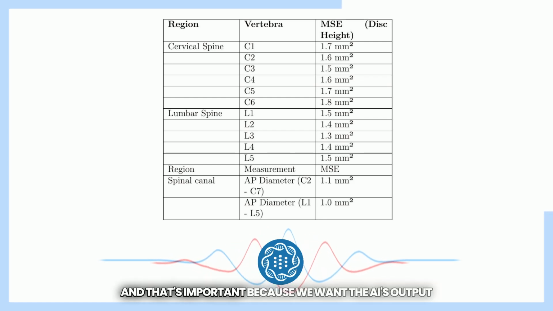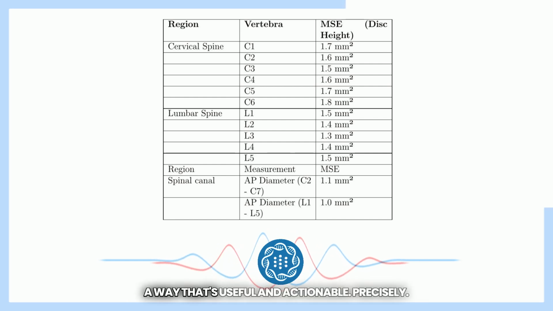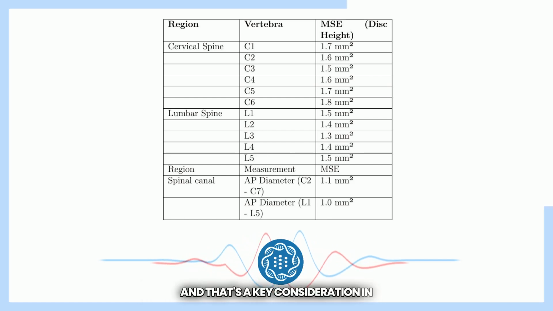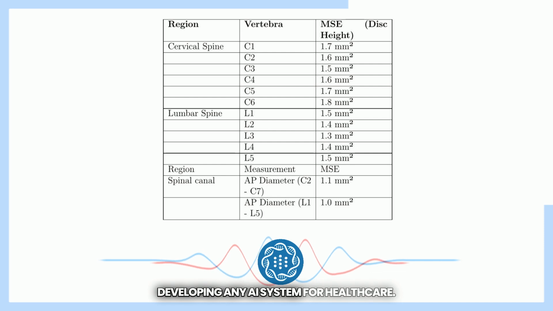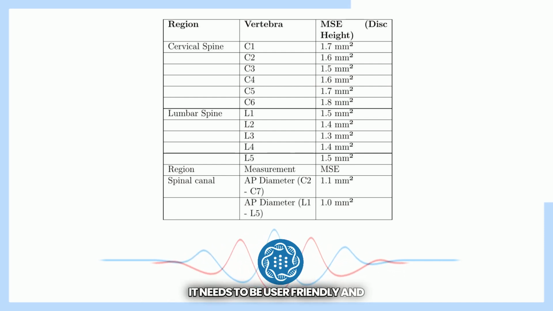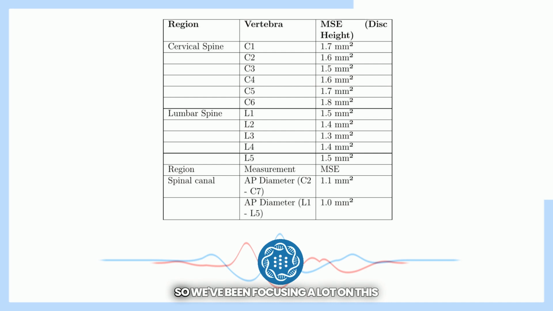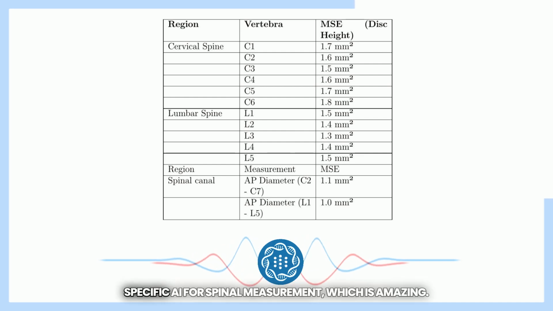Exactly. And that's important because we want the AI's output to be clear and easy for clinicians to understand. Right. It's all about presenting the information in a way that's useful and actionable. Precisely. And that's a key consideration in developing any AI system for healthcare. It's not enough for the AI to be accurate. Right. It needs to be user-friendly and fit seamlessly into those existing clinical workflows. Absolutely. So we've been focusing a lot on this specific AI for spinal measurement. Which is amazing. It is.